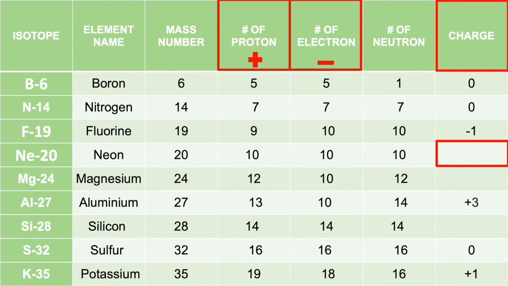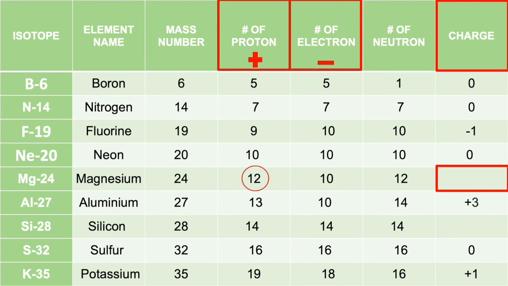Now, let us try and determine the charge for our neon. Let's compare the number of protons. We have 10 protons for neon and the number of electrons for neon is also 10. So our neon has 10 protons and 10 electrons. They are equal, which means that it is in a neutral state. So it also has a 0 charge. Now try to determine the charge for magnesium.